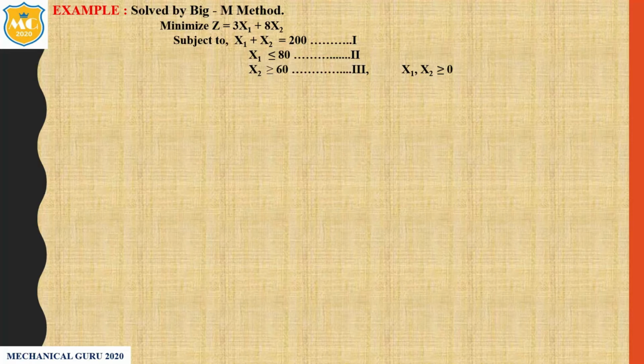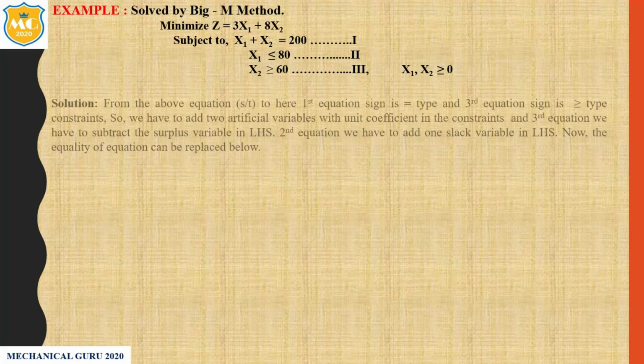Solve by BCAM method. Minimize Z is equal to 3x1 plus 8x2, and the constraint first x1 plus x2 is equal to 200. Second constraint x1 less than equal to 80, and third constraint x2 greater than equal to 60, and non-negative condition x1, x2 greater than equal to 0. Now we solve the solution.